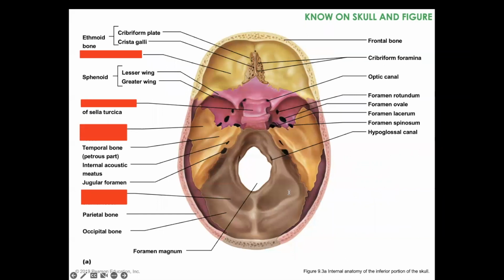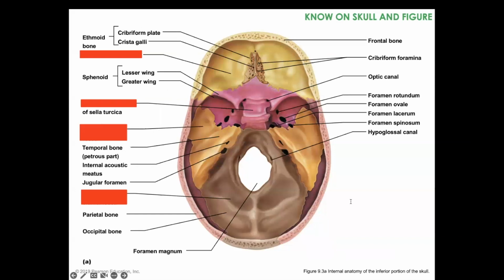And then this is an internal image of the skull, as if we cut it on a transverse plane and look down from the top. You can finally see the whole sphenoid bone, or we can see the greater and lesser wings of the sphenoid bone and the sella turcica, which is the body of the sphenoid bone. So the middle here is the sella turcica, and then we have our lesser wings and then our greater wings.